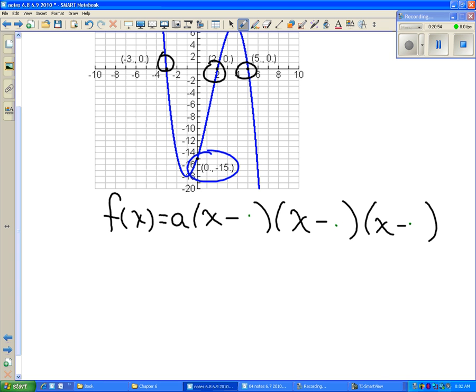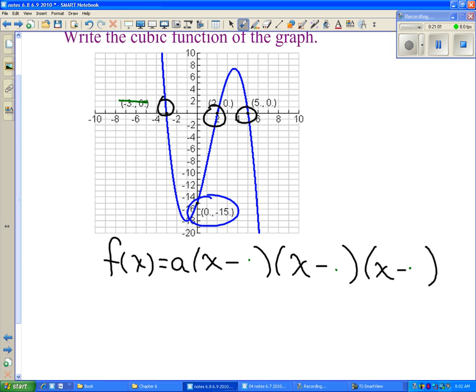Those 3 numbers, if you remember, are my zeros, my roots, my x-intercepts. I have 3 x-intercepts, 1, 2, and 3. So I'm going to plug those in. X minus a negative 3, x minus 2, and x minus 5. Those are my intercepts. I've got them. What am I missing? I'm missing my letter A. Well, how do I find A?